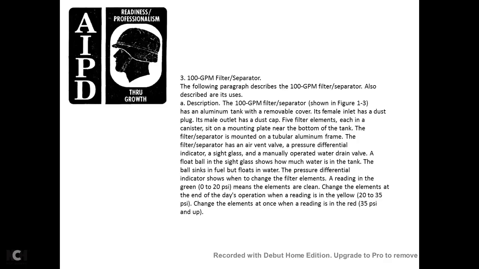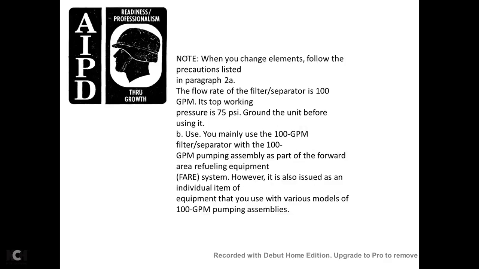The pressure differential indicator shows when to change the filter elements. A reading in the green, from 0 to 20 psi, means the elements are clean. Change the elements at the end of the day's operation when the reading is in the yellow, from 20 to 35 psi. Change the elements at once when the reading is in the red, 35 psi and up. Note: when you change your elements, follow the precautions listed in paragraph 2. The rated flow of the filter separator is 100 gallons per minute, and its top working pressure is 75 psi.